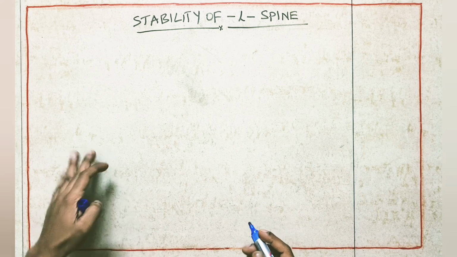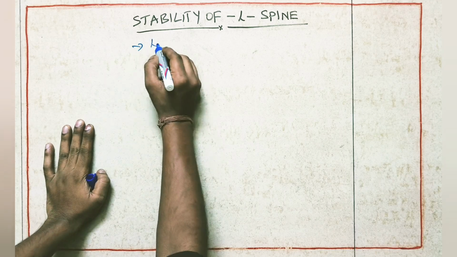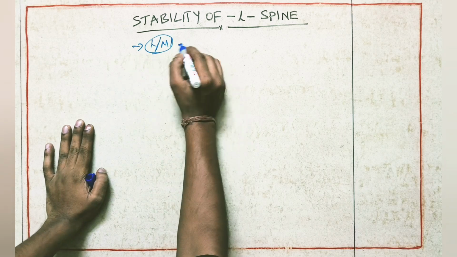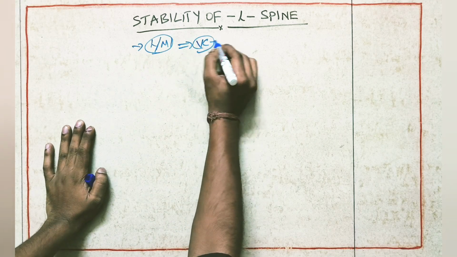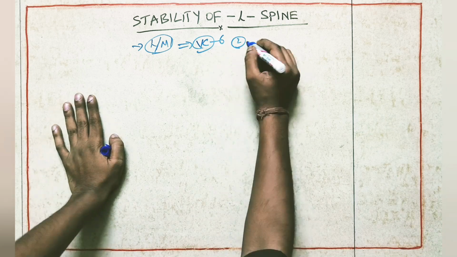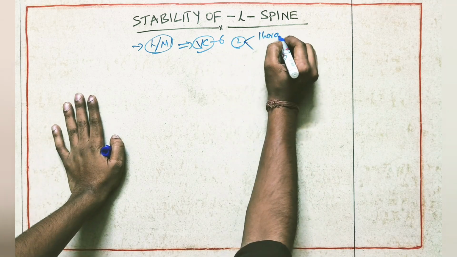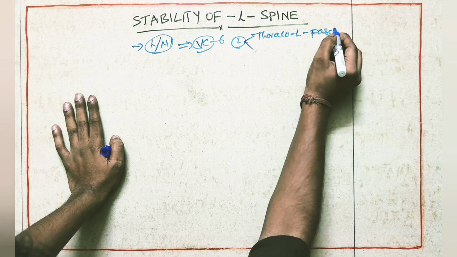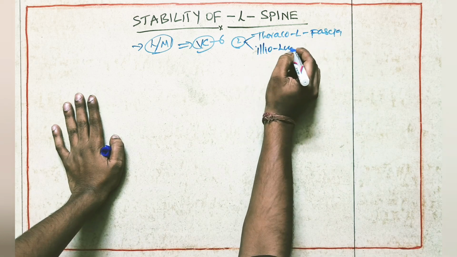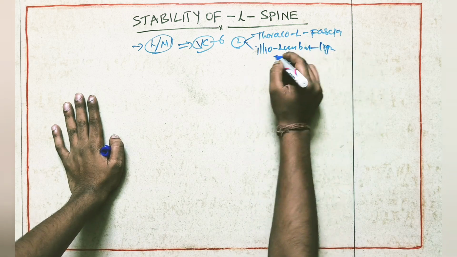Stability of the lumbar spine. We know very well stability will be provided by the ligaments and muscles. Ligaments we discussed already. In the whole vertebral column, 6 ligaments and 2 special structures will be there. First one, the thoracolumbar fascia, and second, the iliolumbar ligament. So these are the 2 special structures.